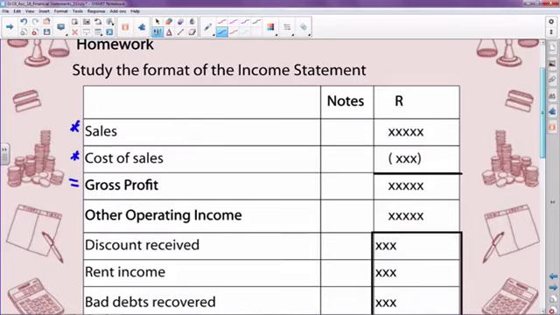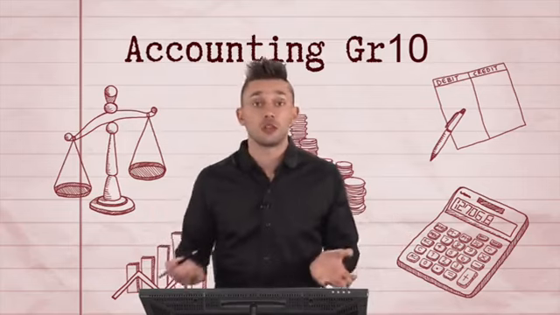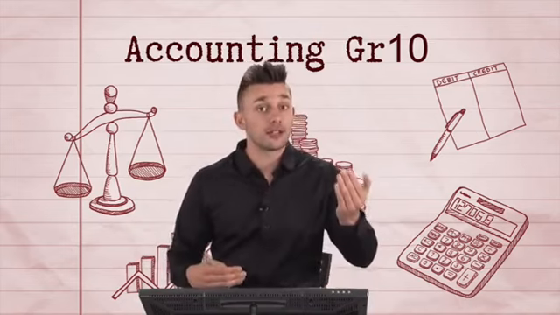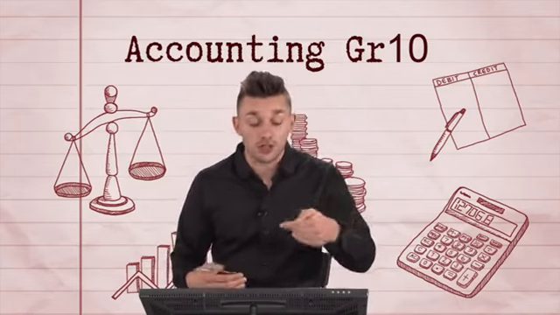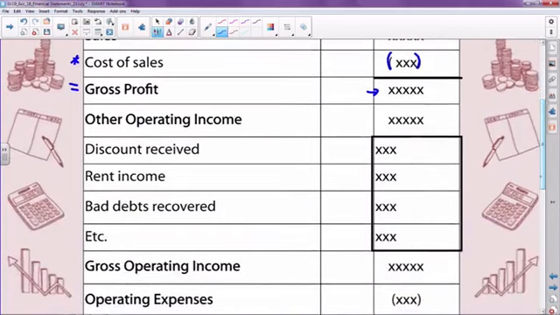Now you can see that I've placed cost of sales in a nice bracket. Now remember, brackets means minus. You need to study it. If this amount is not in a bracket, but it's the right amount, some teachers won't give you the mark. It needs to be in a bracket to show that you take your sales minus your cost of sales to get to then the gross profit here. Then what do I do next? And as you can see, closing transfer, steps 1, 2, and 3 already done.